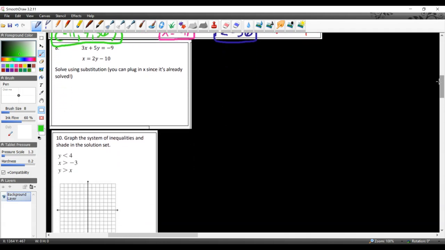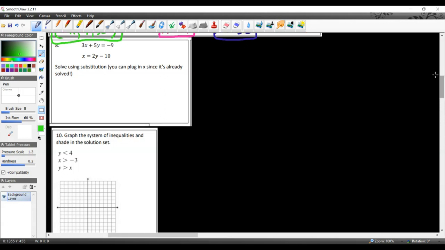This one says solve using substitution. So we used substitution when we did part of our zombie project. We were trying to find the intersection of at least one system on our quarantine zone.